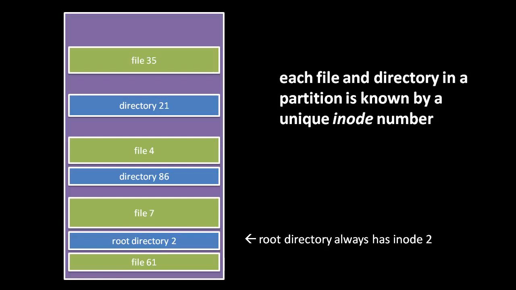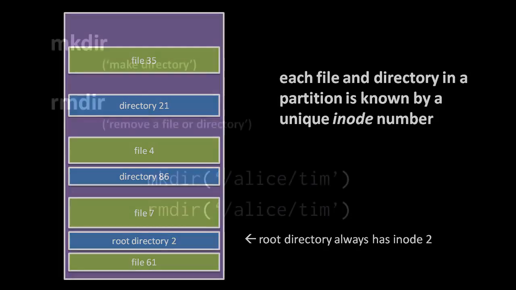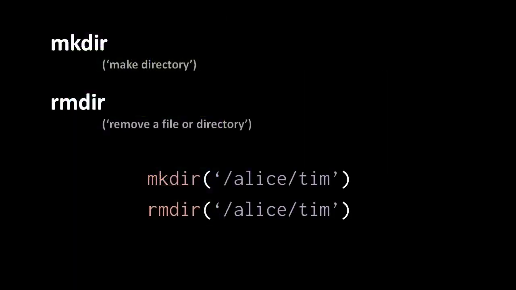Now, to be clear, this diagram here is a bit misleading. It seems to imply that directories and files are always stored contiguously. That is, that their bytes are always written in order in adjacent parts of the partition. But in truth, a file can actually be scattered all throughout a partition in pieces. In any case, to create and remove directories, we have the system calls mkdir, as in make directory, and rmdir, as in remove directory. And so here, for example, mkdir with /alice/tim creates a directory called tim in the directory alice, and then if we invoke rmdir with the same file path, it then removes that directory.